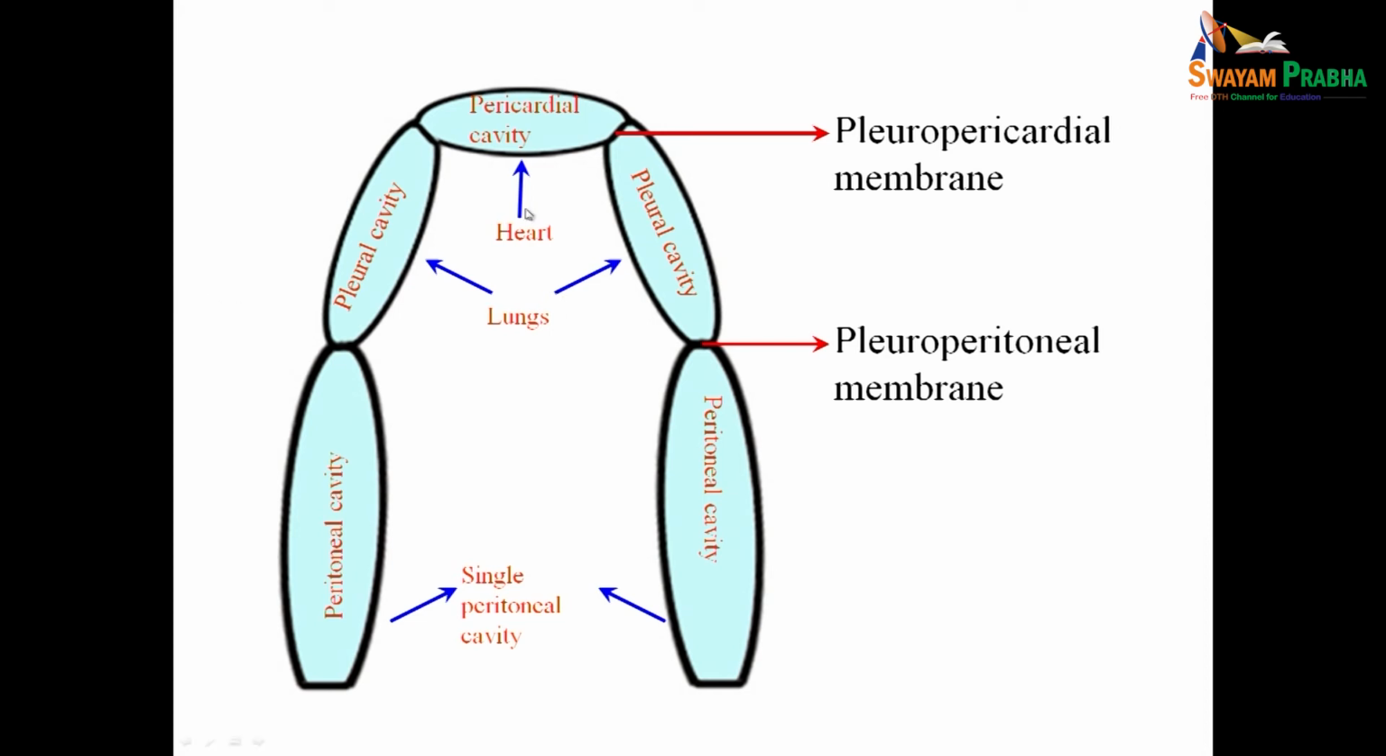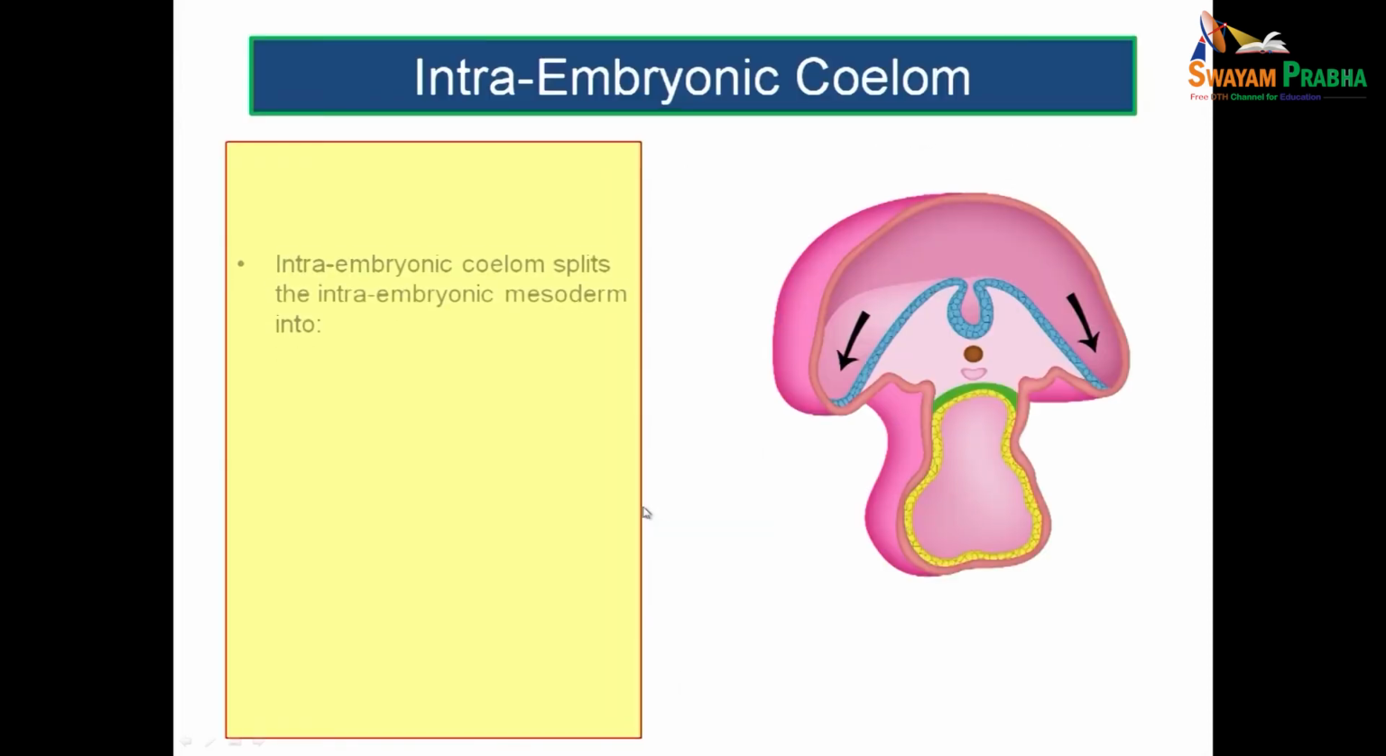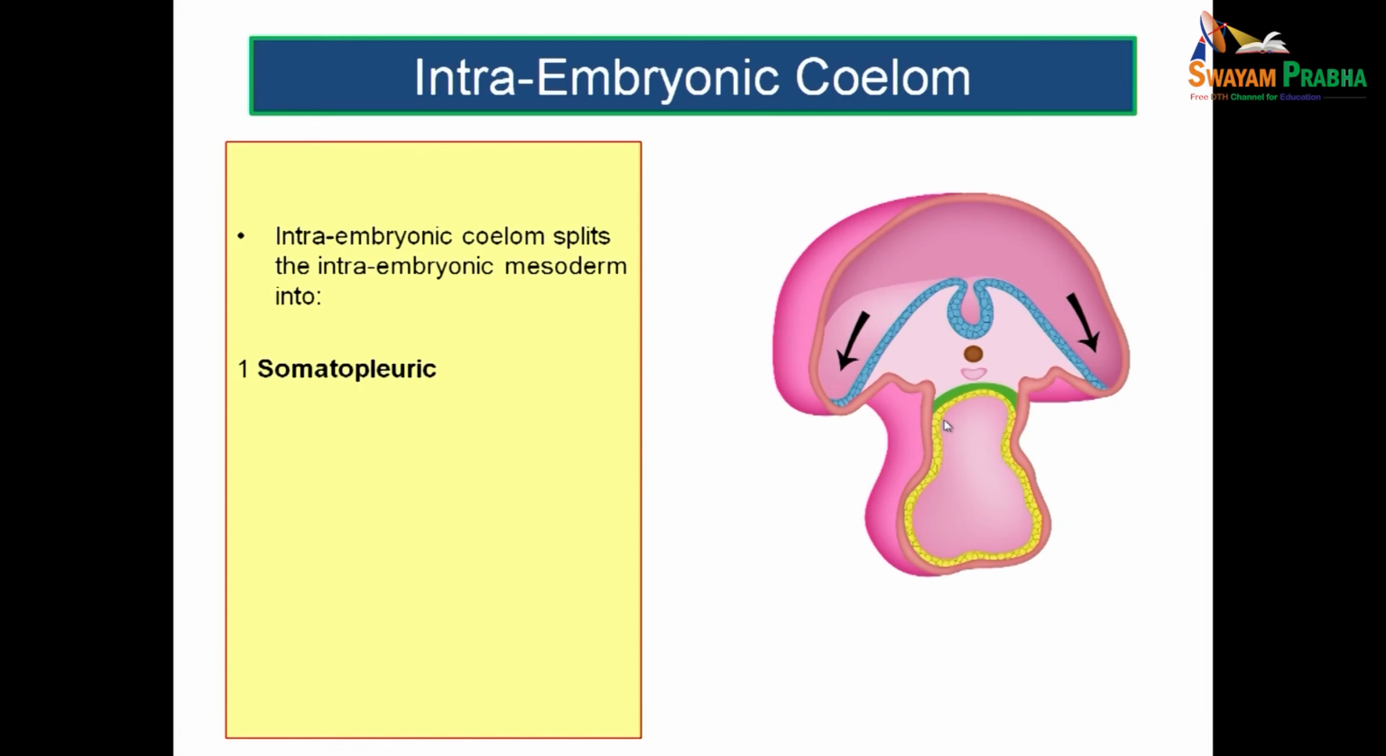Have you ever thought what will happen if these membranes are not formed? Whenever these membranes are not formed, the structures from each cavity will herniate into the other cavity. So, the intraembryonic coelom actually splits. As the intraembryonic coelom is formed within the lateral plate mesoderm, it splits the intraembryonic mesoderm into two layers. One is somatopleuric.